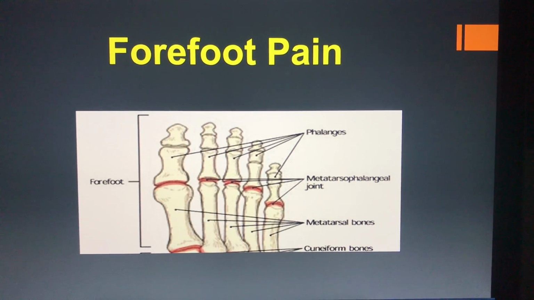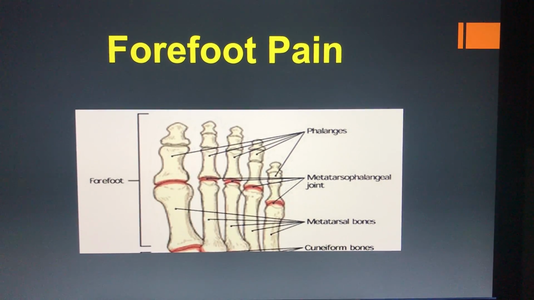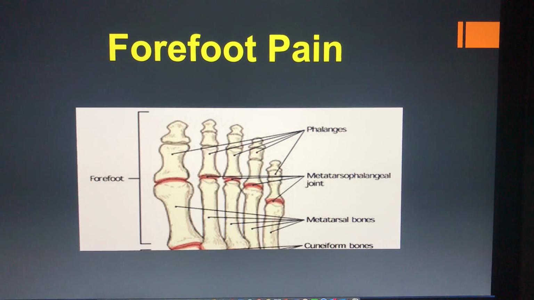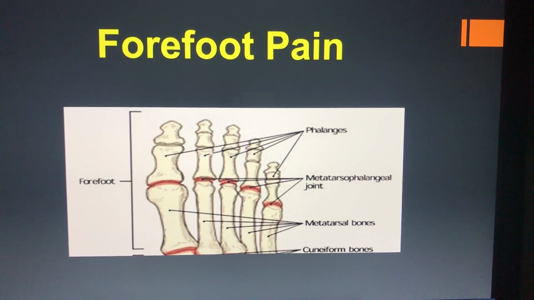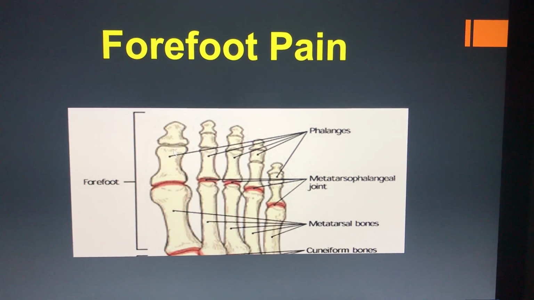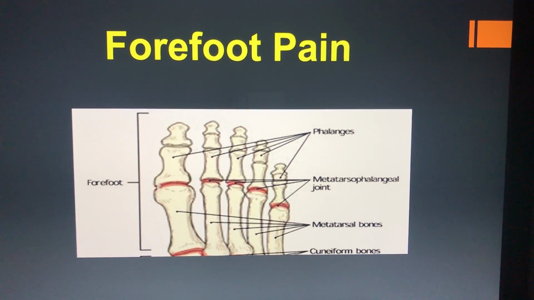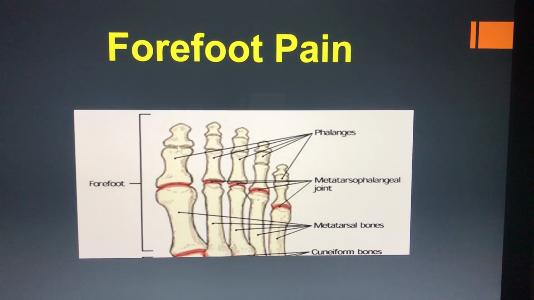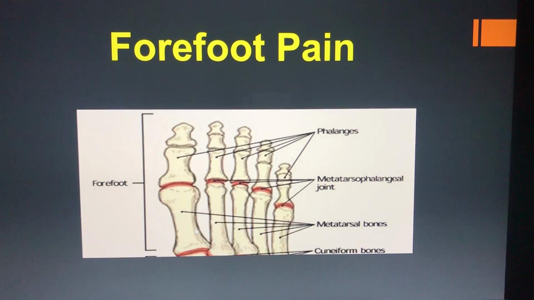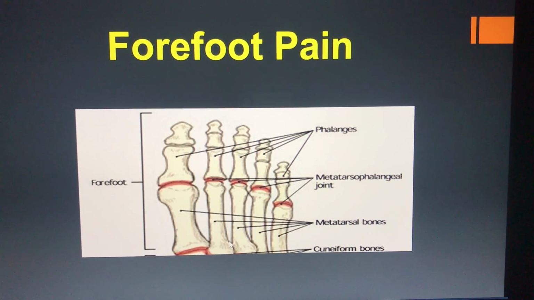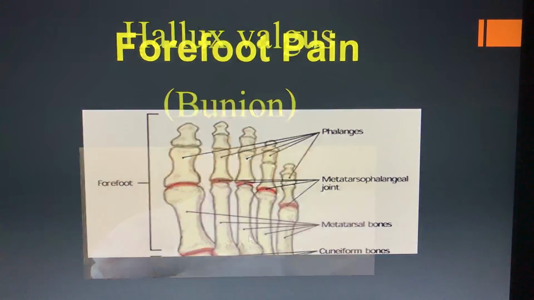So good morning everybody. So for today we're going to talk about common foot and ankle problems. So I will start with the forefoot problems. For the forefoot, the deformity occurs from the tip of the toe until the base of the metatarsal bones as shown in the pictures.